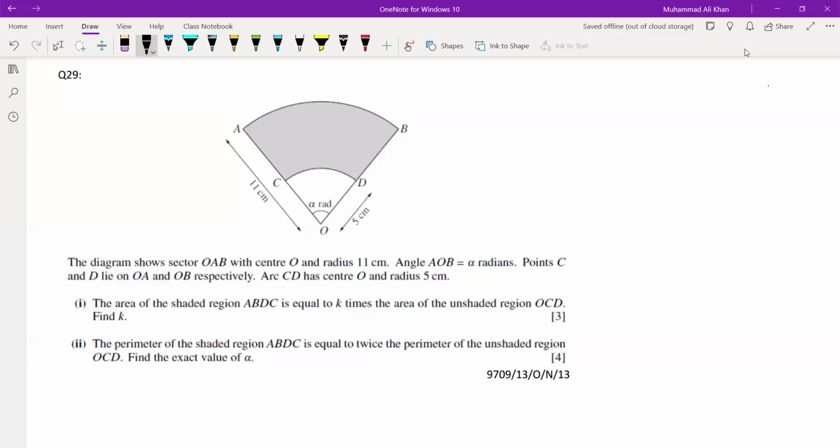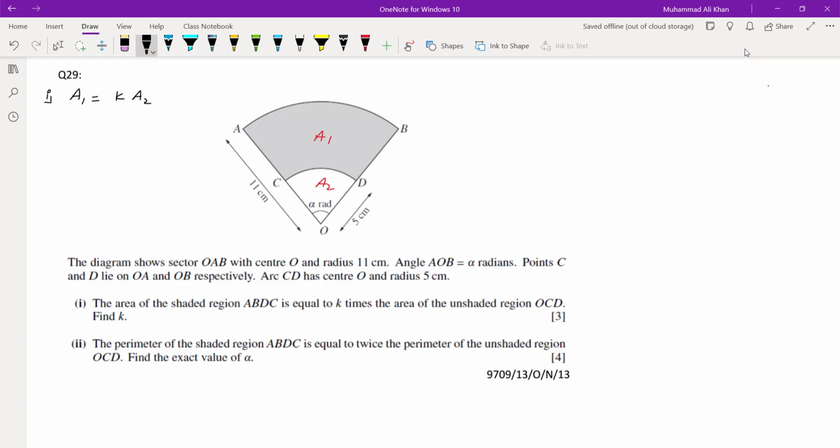Question number 29. It is October November 13, paper 1-3. In the first part, the area of the shaded region is equal to K times the area of the unshaded region. Let's say this is A1, this is A2. In the first part, A1 is K times A2. Find K. We have to calculate the value of K.